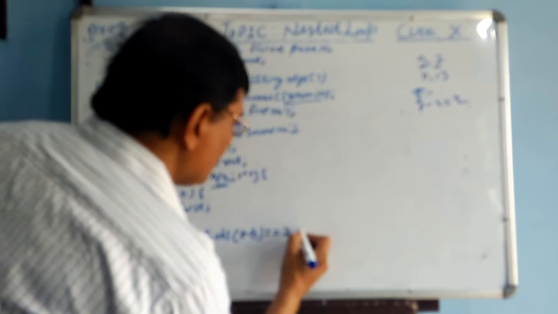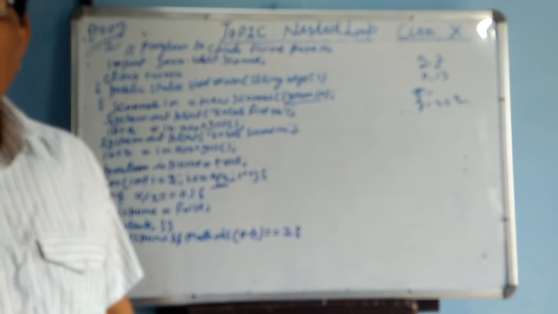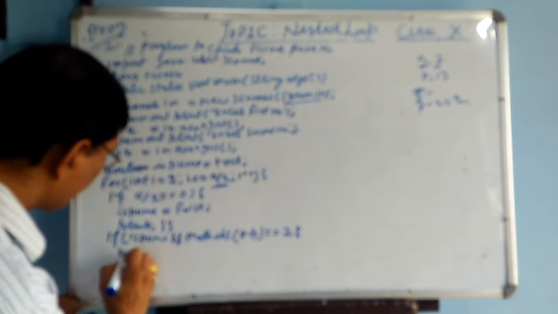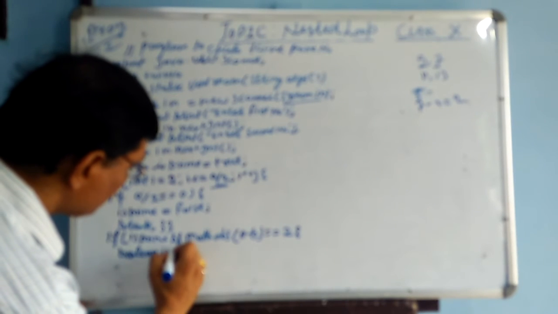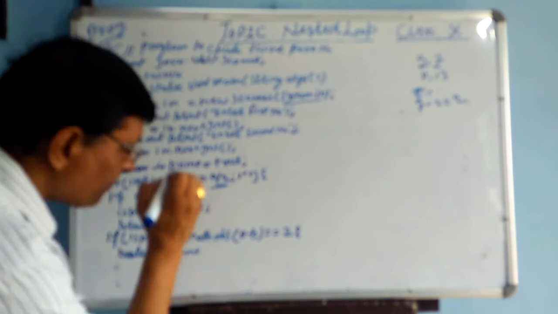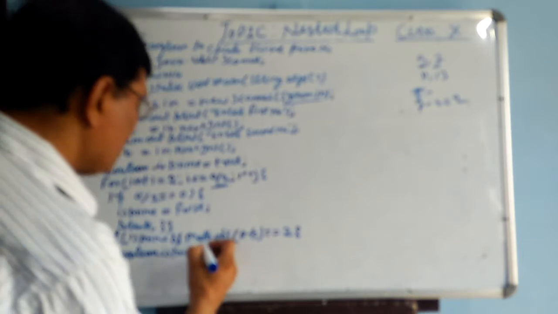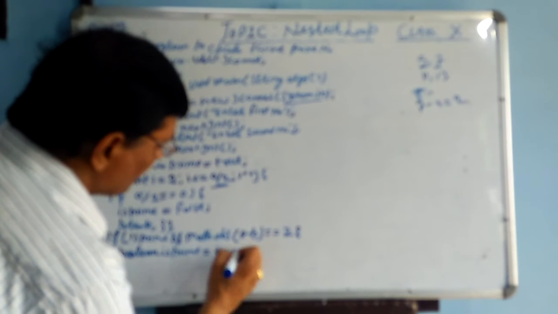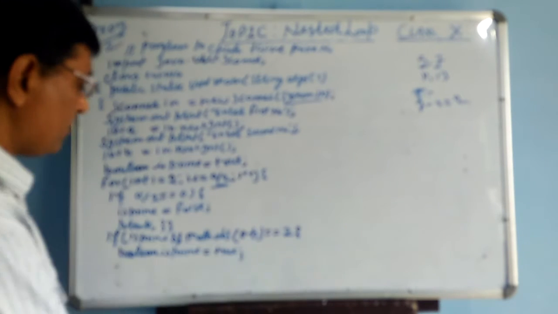Then open brace. Now boolean is prime. Suppose the boolean is prime, difference is 2, it will check, so then true, then semicolon.